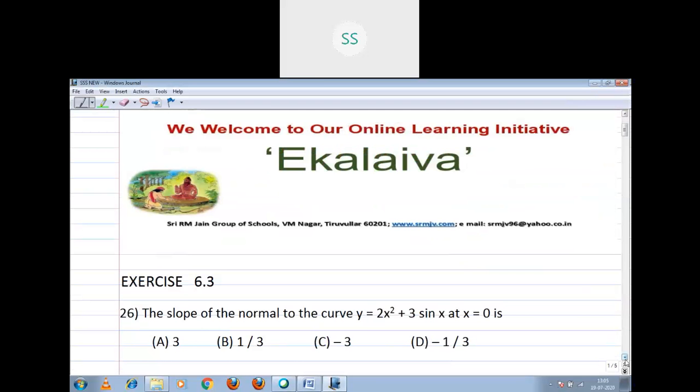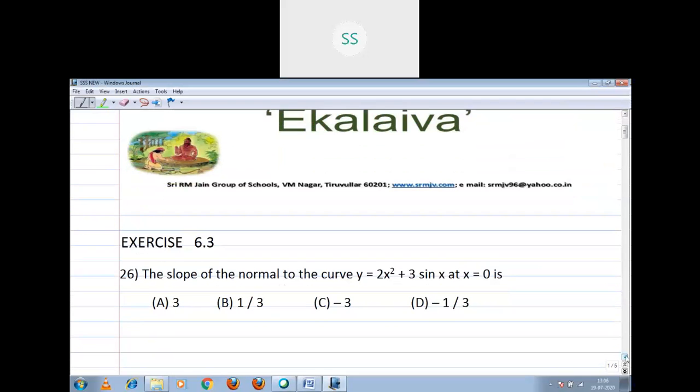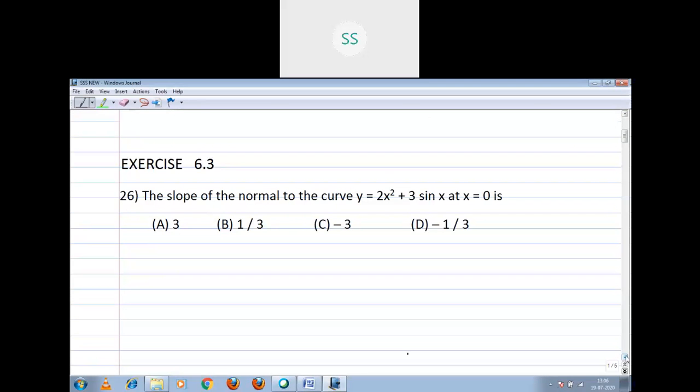Slope of the normal. If you want to find the slope of the normal, first you have to differentiate the curve equation. When you differentiate the curve equation, it will give you the slope of the tangent, right? Using that, you can get the slope of the normal. Again, I recall the concept, right? Solution.